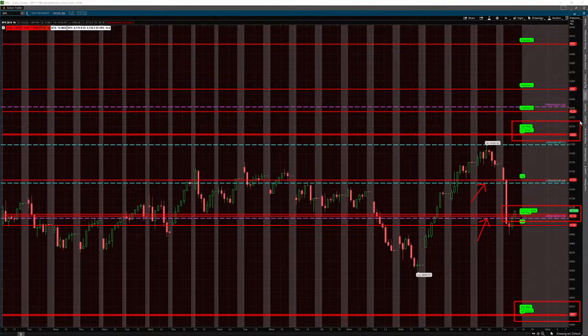And then the call wall is at 4,200. That's the strike with the largest net positive gamma, and that can be expected to act as resistance. So those are the primary daily levels that I follow: the put wall, call wall, volatility trigger, and key gamma strike. So that's SPX, larger time frame, showing the key levels that are in play as well as the price action.